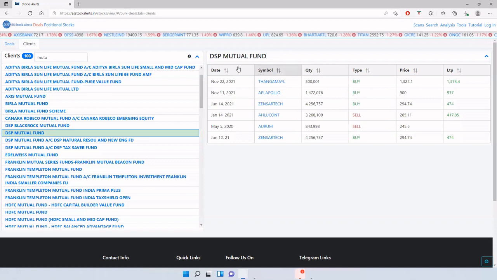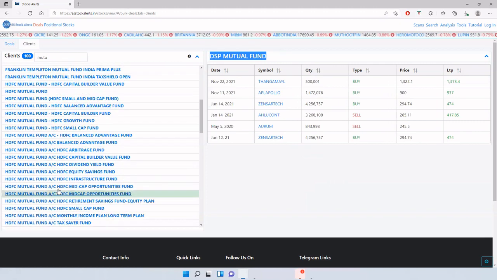So here, if you see the DSP mutual fund, they bought this stock Thangamayil, and they bought this at 1322, and currently it is 1373. So whether these guys are profitable or not, you can see here itself. So these guys had bought Johnson Tech at 300, and now currently it is at 474. If you see their history, and if those guys are profitable, then only you follow them, and whenever they buy, you buy too. So it will be beneficial.